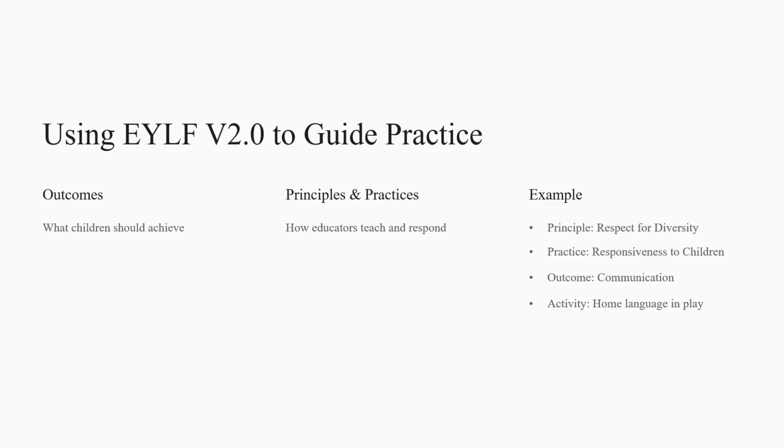In the next slide, we will explain using EYLF V2.0 to guide practice. In this guide, it helps us structure our practice through outcomes, which are what children are expected to achieve, and principles and practices, which are how we teach and interact. For example, if the principle is respect for diversity and the practice is responsiveness to children, then an appropriate outcome could be communication, supported by an activity like incorporating home languages into dramatic play.